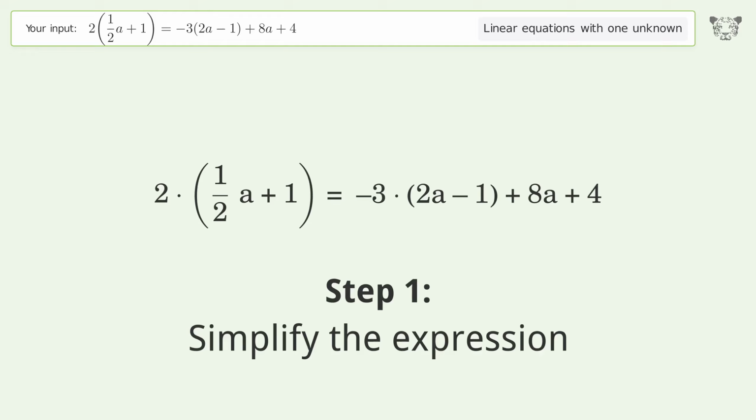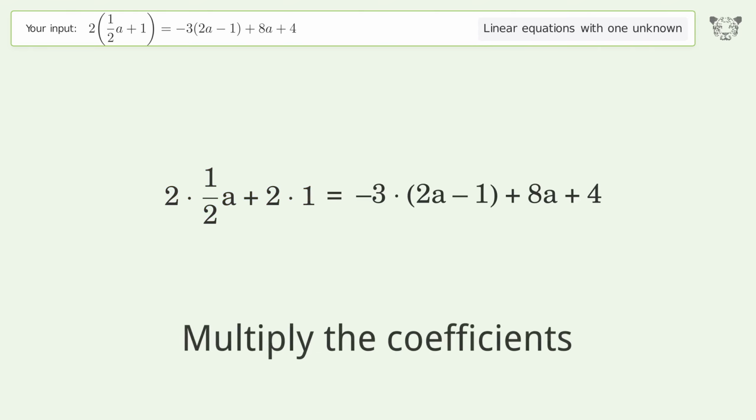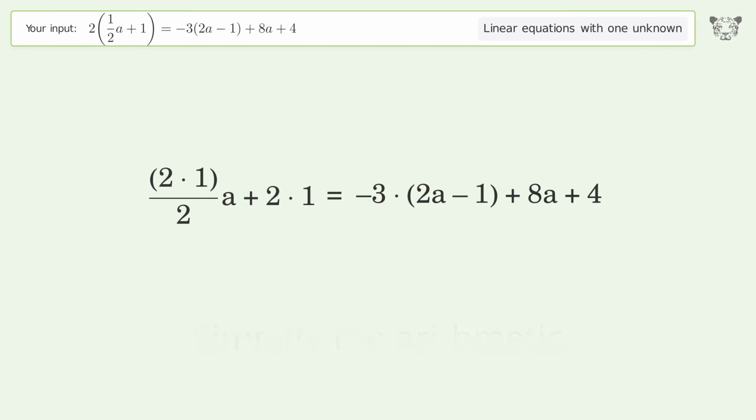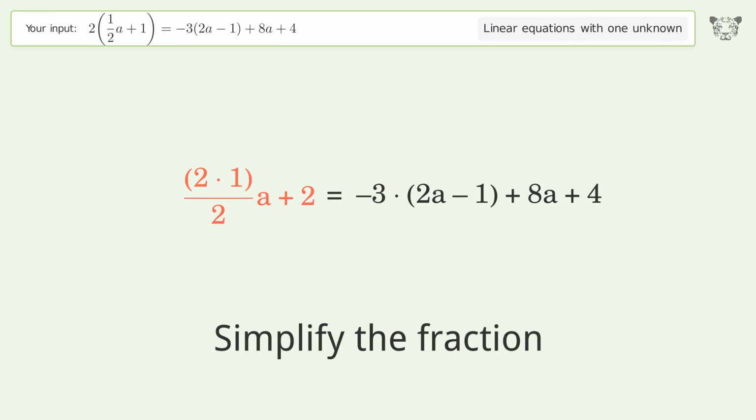Simplify the expression. Expand the parentheses. Multiply the coefficients. Simplify the arithmetic. Simplify the fraction.